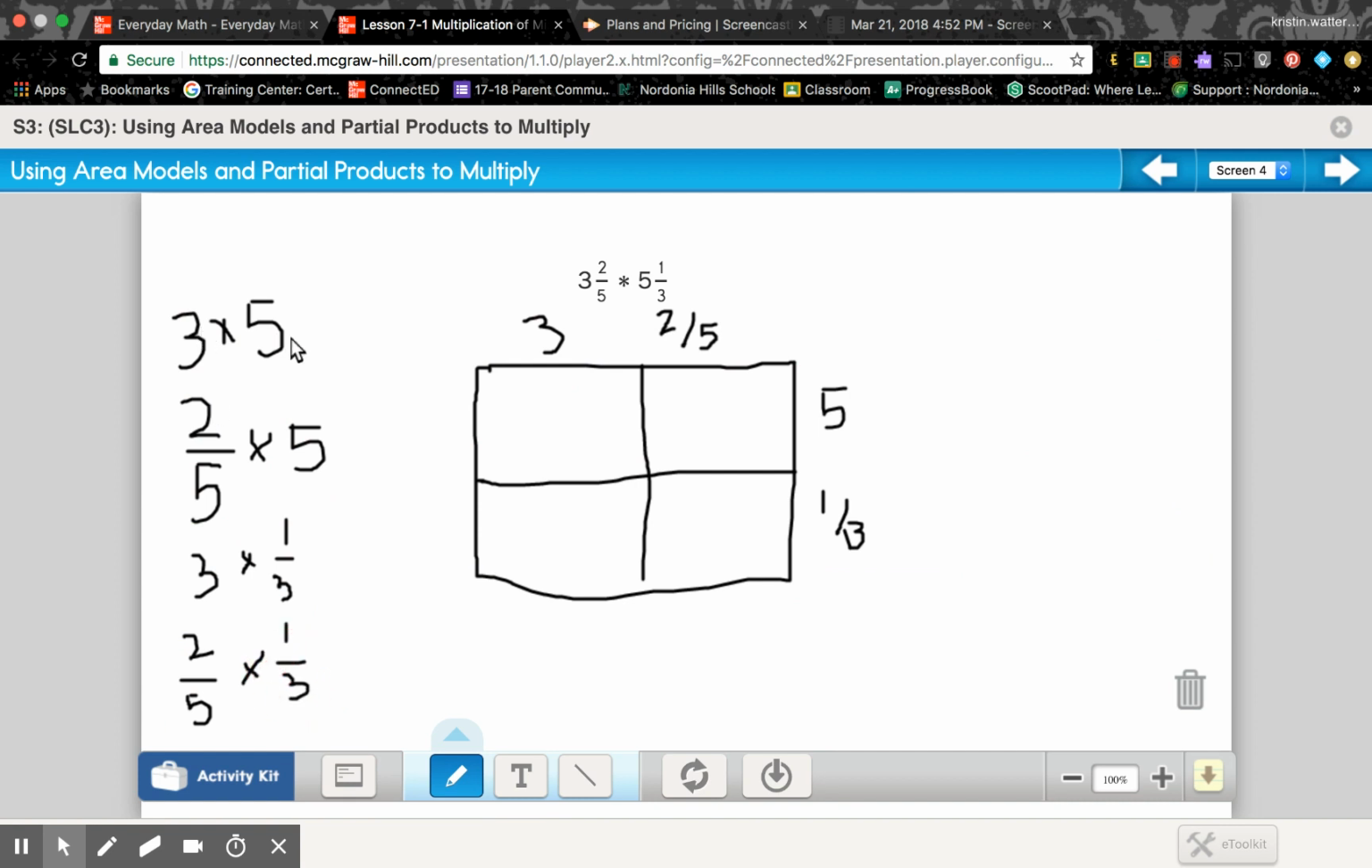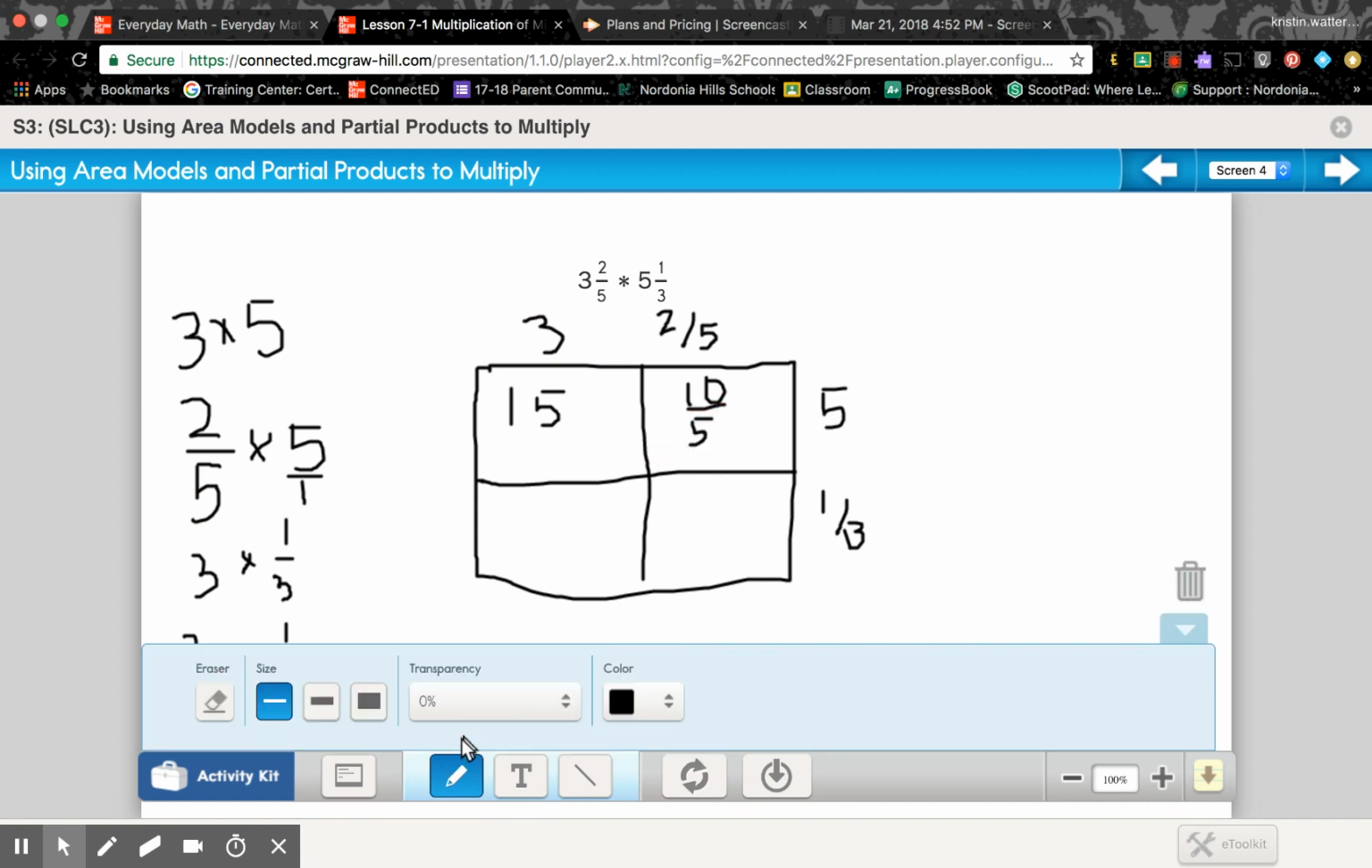So then again, 3 times 5 is 15. We have 2/5 times 5. We know that this 5 is really over 1. So 2 times 5 is 10. 5 times 1 is 5. So I get 10/5, but I could also call that 2, right? Wouldn't that be easier to just call it 2 wholes? So let's change that to 2.